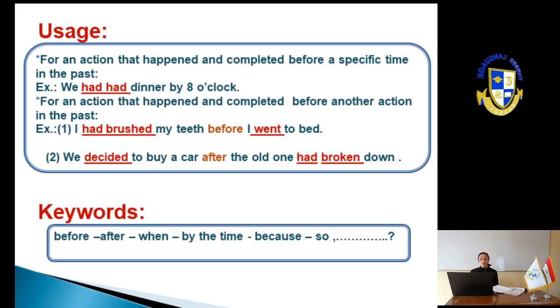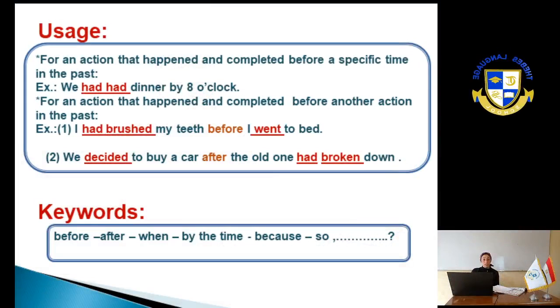Another example, we decided to buy a car after the old one had broken down. Now, I want all of you to concentrate very well on these two examples. In the first one, we are having before, right? Can you see it? Yes. What comes after before? Exactly, past simple. And what comes before the word before? The past perfect tense. But for after, we are going to change it a little bit.